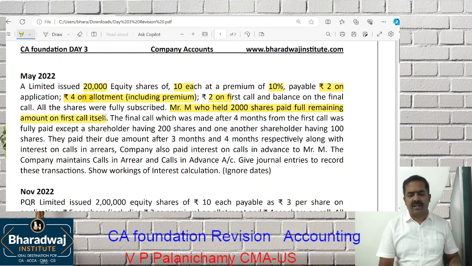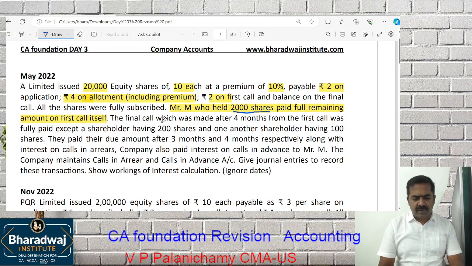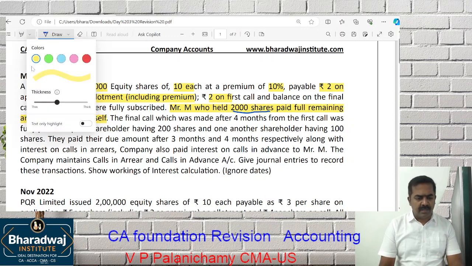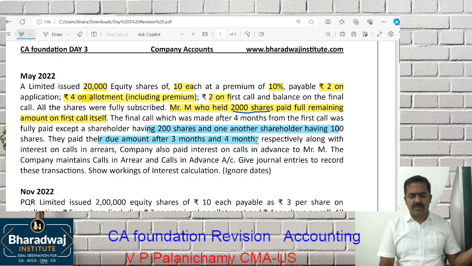So in the first call, we are collecting calls in advance. These 2000 shares are nothing but calls in advance. The final call money was made 4 months after the first call, and fully paid except the shareholder having 200 shares, and another having 100 shares. They paid the due amount after 3 months and 4 months respectively. So in the first call there is calls in advance, and in the final call there is calls in arrears.